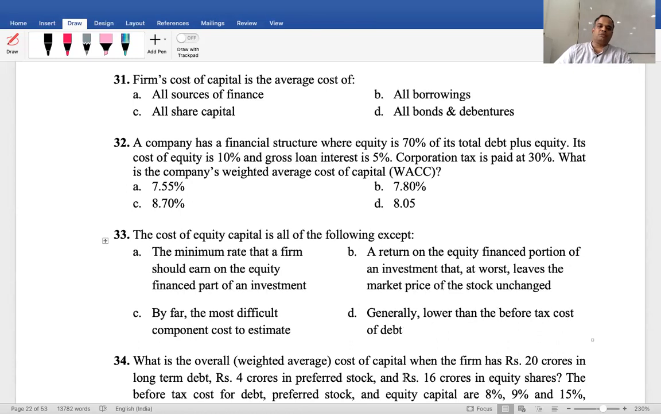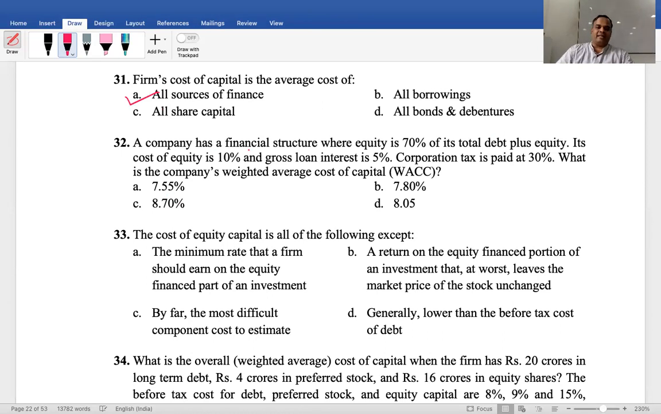Next. Firm's cost of capital is the average cost of all sources of fund: all share capital, all borrowings and debentures, bonds and debentures, all sources of fund. Clear? Good. A is the correct answer.